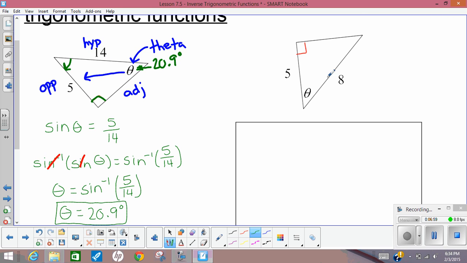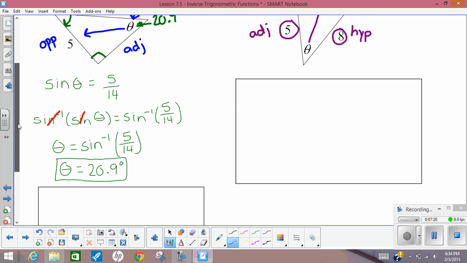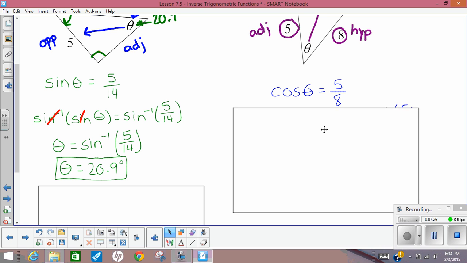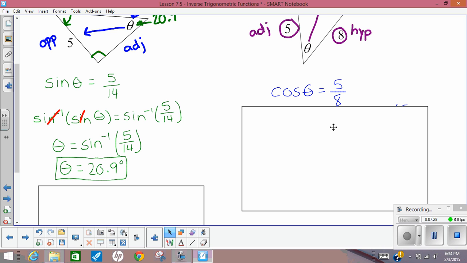Let's do the same thing for this guy. My opposite side is over here. I don't have anything labeled. 8 is my hypotenuse, and 5 is my adjacent. So I know something about the adjacent side and the hypotenuse. That should hopefully indicate to you we're going to use the cosine function to find this angle. So the cosine of theta is equal to 5 over 8.